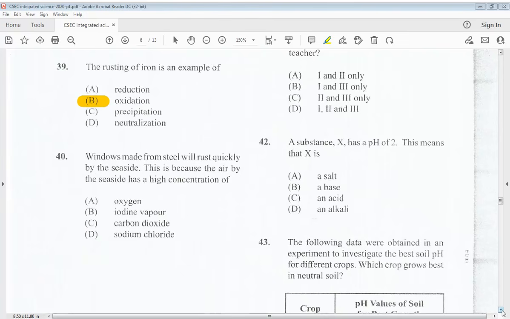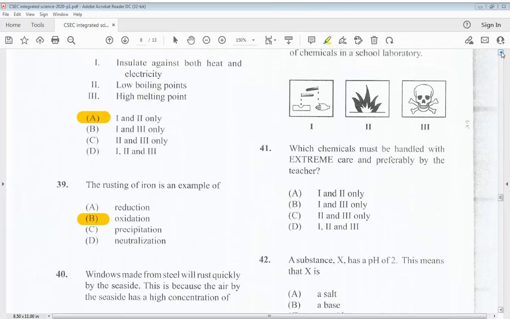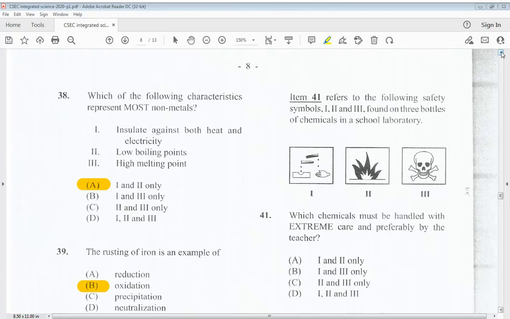40. Windows made from steel will rust quickly by the seaside. This is because the air by the seaside has a high concentration of, no, the answer would be D, sodium chloride. Let's go to 41. So you can go ahead and look on your screen. Take a look, read that. So the answer for 41 would be B.